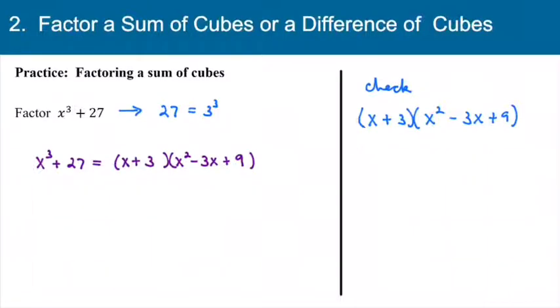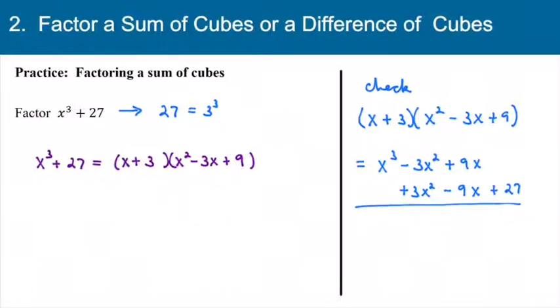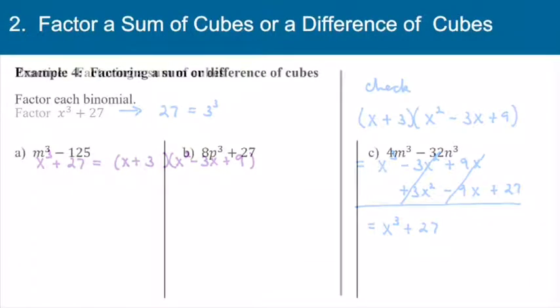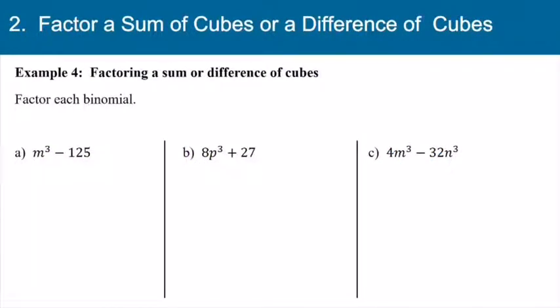So distributing the x, we're going to get x to the third minus 3x squared plus 9x, and then distributing the 3, we're going to get plus 3x squared minus 9x plus 27. Okay, now the two middle terms will add up to 0, and that's going to leave us with x cubed plus 27. Okay, here is example 4, and from here out we won't check the answers anymore, but we'll just use the pattern and really trust that pattern.